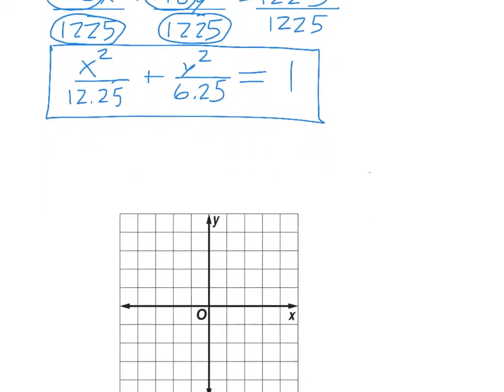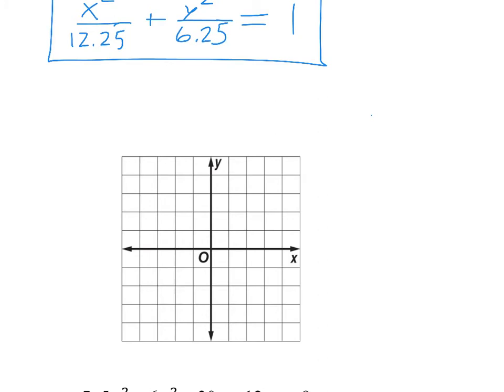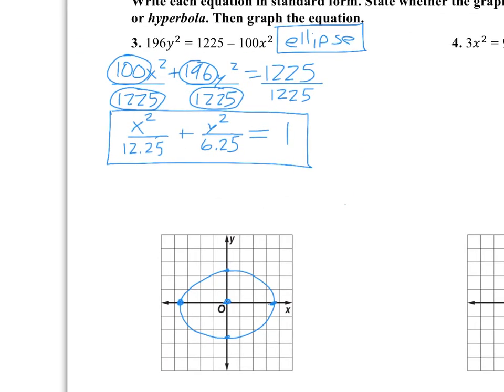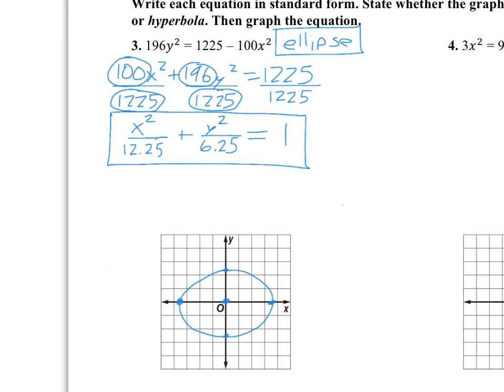Alright, so this ellipse is centered at (0, 0) because there are no parentheses on top. Underneath x, we see 12.25. And again, the square root of 12.25 is 3.5, so we go 3.5 to the left and to the right. Underneath y squared is 6.25. The square root of that is 2.5. And we don't make the box because this is an ellipse, not a hyperbola. Alright, so number 3 should be done. Did we do everything? We identified it, equation in standard form, and we graphed it.